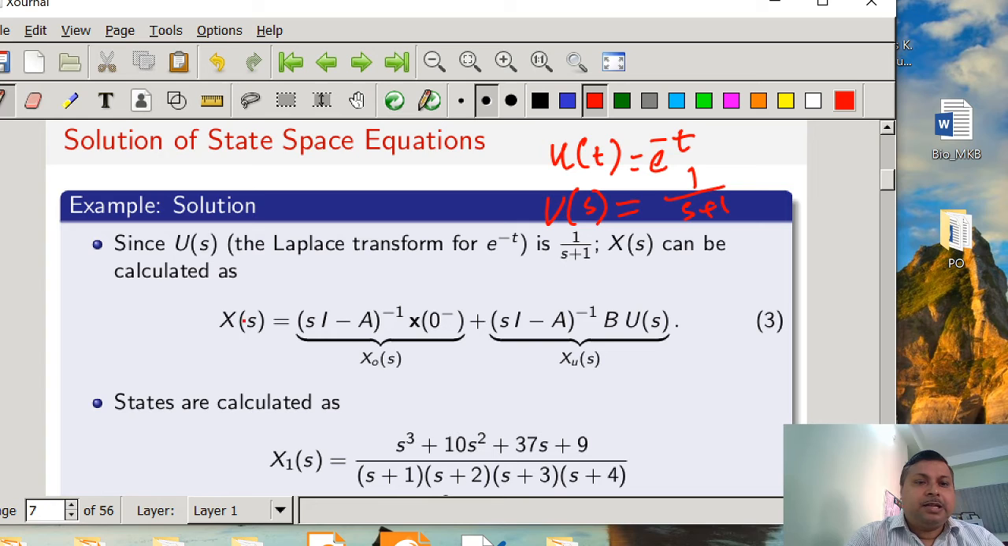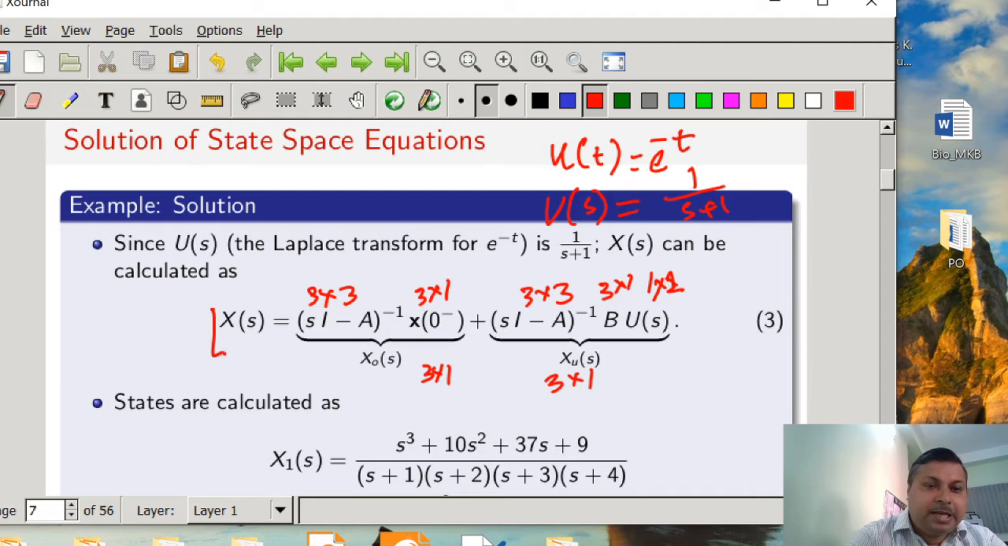here you can see that X(s) will be of dimension 3 cross 1. Why? Because (sI minus A) inverse will definitely be n cross n, and x(0) is also written here for the particular system. So this is 3 cross 3 and this is 3 cross 1, so from here you will get 3 by 1 ultimately. Here also this is 3 by 3, B is 3 cross 1, and U(s) is 1 by 1. So ultimately you will get 3 by 1.